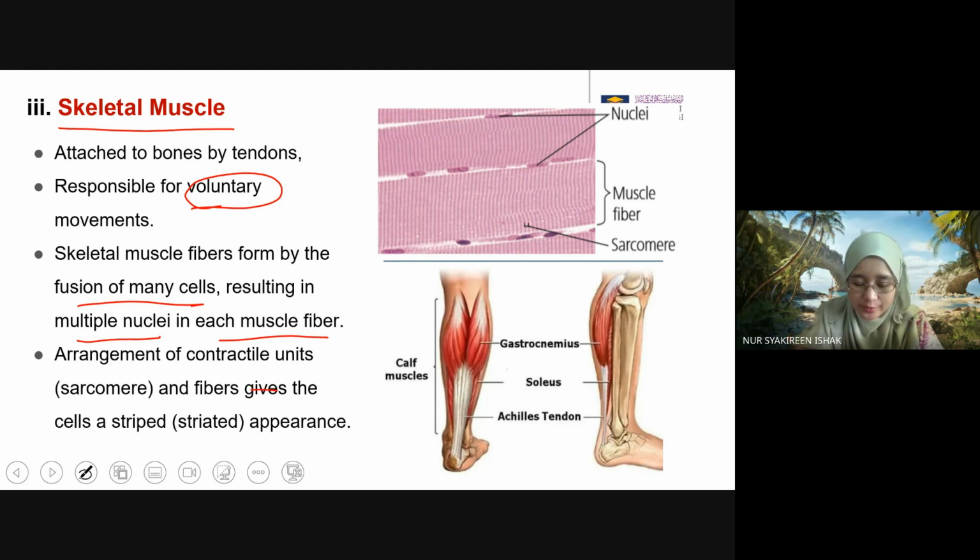Arrangement of contractile units, which we call a sarcomere, this one here, and fibers give the cells a striped appearance. Okay, striated, striped appearance. So this is the skeletal muscle.